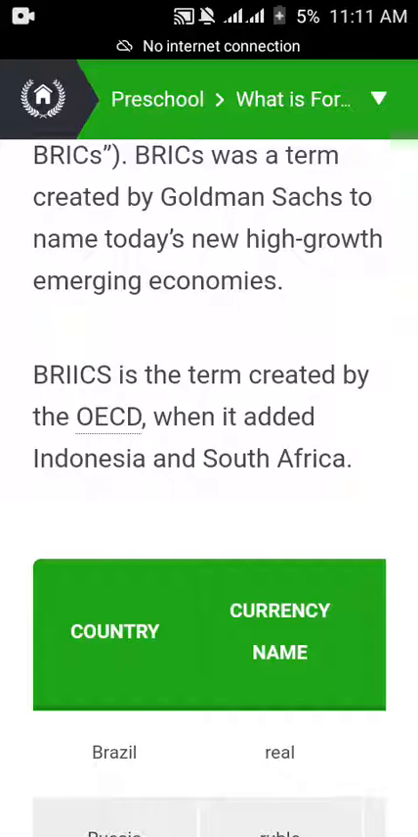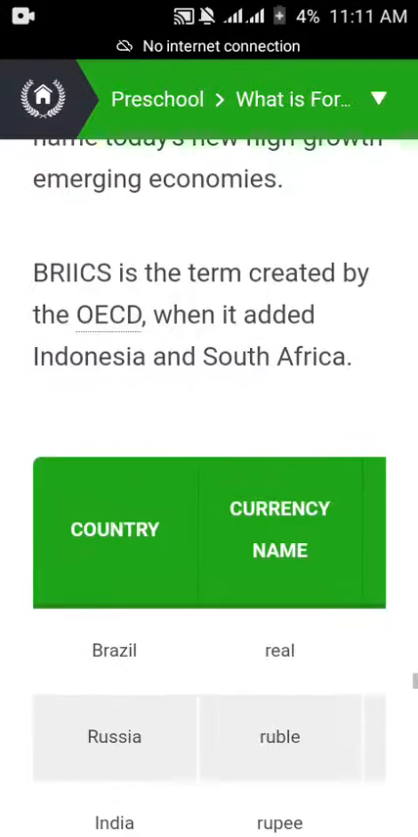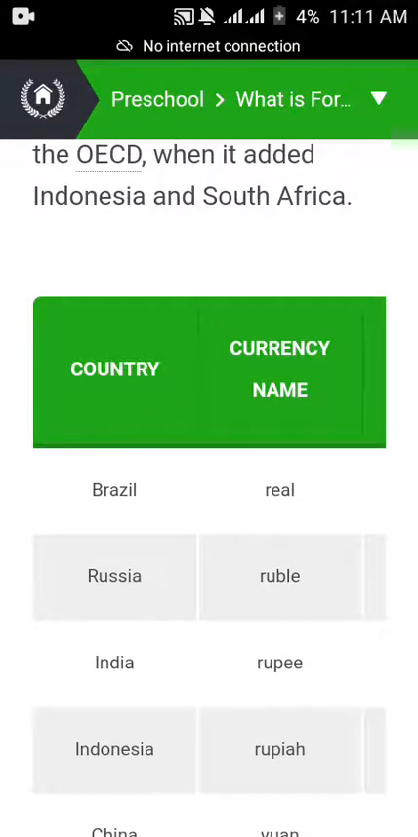Remember, Indonesia and South Africa were just recently added due to their economy. Their economy is waxing very strong. That's why they were included in the BRICS. Initially, it was BRIC. So now they are six, because Indonesia and South Africa were recently included.